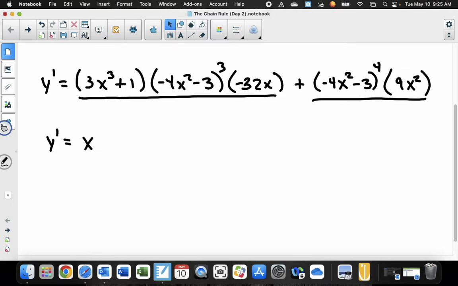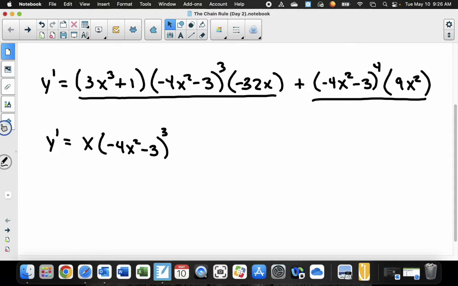What else do those two terms have in common? The negative 4x squared minus 3, this one's got 3 of those factors, that one's got 4, which means they both have at least 3 in common. So we're going to factor out negative 4x squared minus 3 to the third power. By the way, on your worksheet, the answer key has a typo. It's wrong. It should say to the third power, not to the second power. Just a heads up on that. When you look at the answer key on this worksheet, it says squared. It should be cubed.